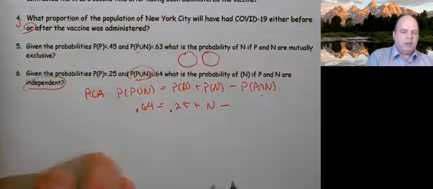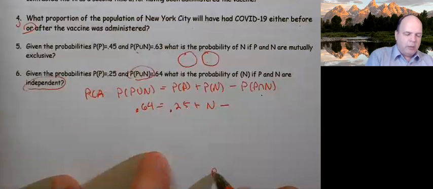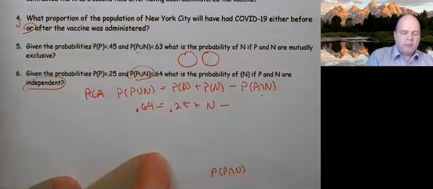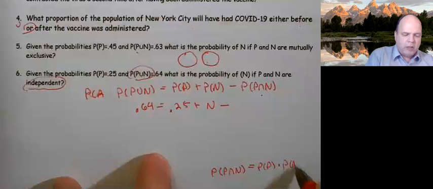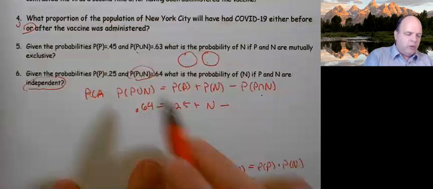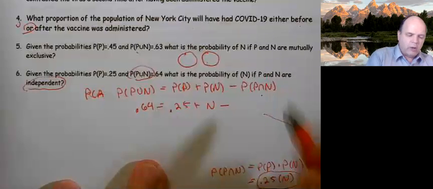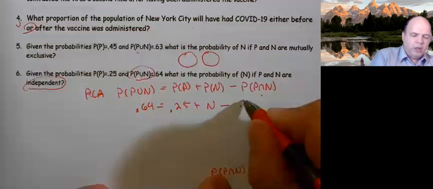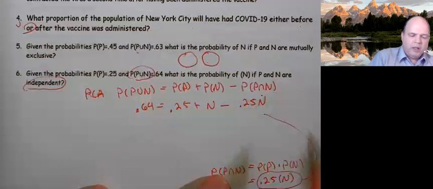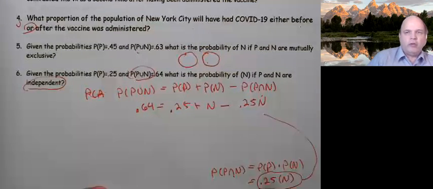and that is that they're independent. If they're independent, I know that the probability of P and N equals the probability of P times the probability of N. We know this to be true. I don't know everything, but I do know that this becomes 0.25 times N. So I can substitute this information right here, and this becomes minus 0.25N because it equals that intersection. I just substituted it in.